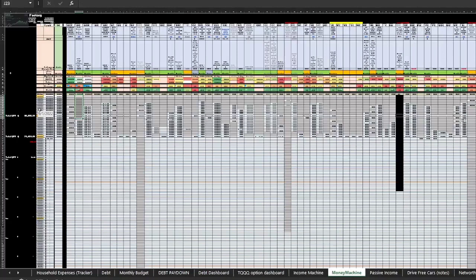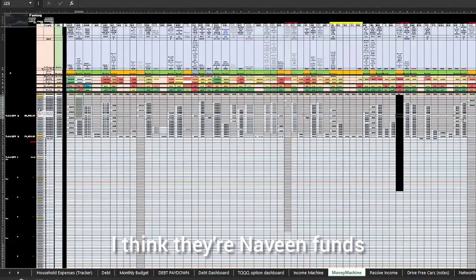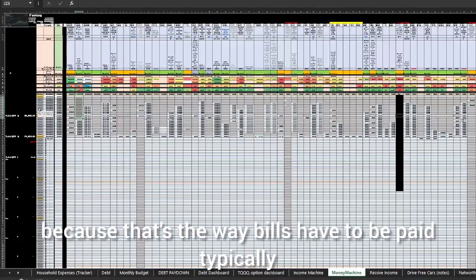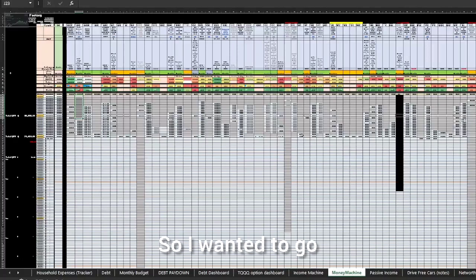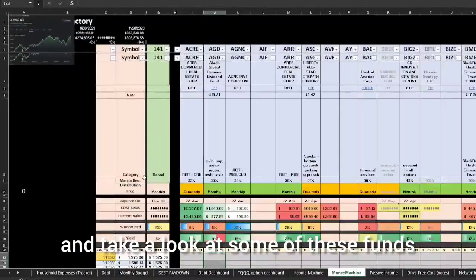The quarterly ones are just maybe some older funds that have been around for a while. I think they're Nuveen funds and a couple other ones that are quarterly. But a lot of my stuff is monthly just because that's the way bills have to be paid typically. So I wanted to go that direction rather than having to manage money in a bank account for the quarter. So let's go ahead and take a look at some of these funds.